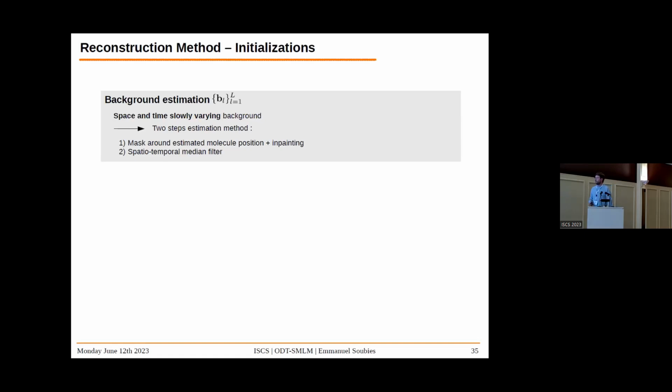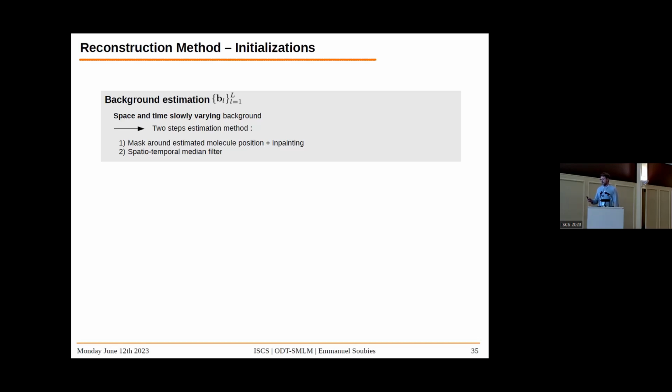Before going into the experiment, we are missing some steps. The first one is about the background. The background we estimate at the beginning and we don't touch it. For that, we assume that it varies slowly, both in space and time, because we have several acquisitions in SMLM, which correspond to the different acquisitions in time. We use a simple two-step method where we mask the detected molecules around them. Then we use a spatial-temporal median filter in order to inpaint. This simple method was making the job.